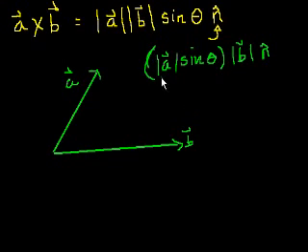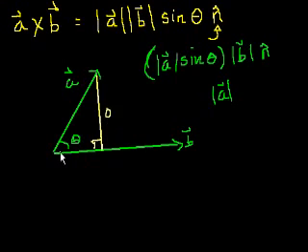But let's think about what this would mean. A sine theta, if this is theta. What is A sine theta? Sine is opposite over hypotenuse, right? So this would be the magnitude of A. Let me draw a line here and make it a real line. So I have a right angle right there. So what's A sine theta?